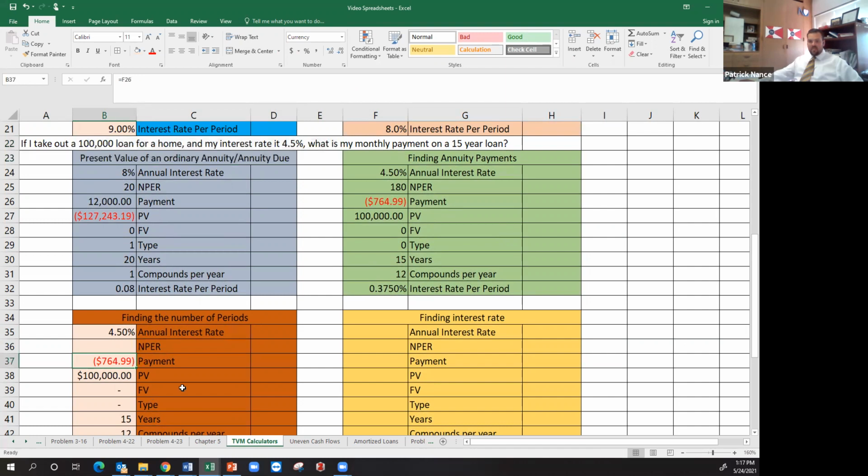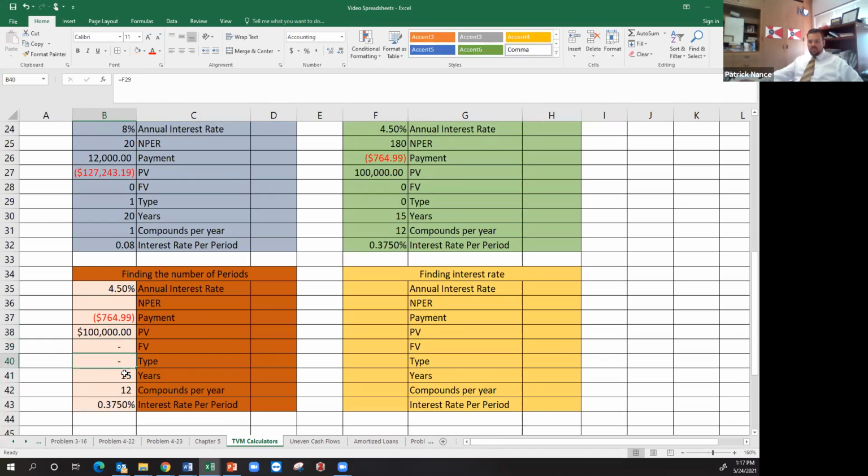Okay, so we know that our loan is $100,000. We know that my payment is $764.99. Present value is 100,000. Future value 0. Type 0. 15 years. Compounds 12 times per year, which is a monthly payment. And I want to know how many periods that's going to be.